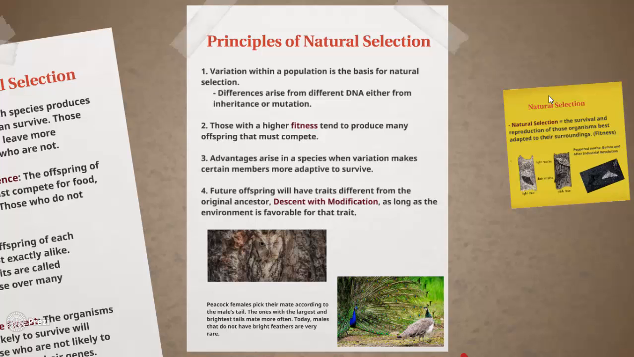There are 4 principles of natural selection. Variation within a population is the basis for natural selection. Those with a higher fitness tend to produce many offspring that must compete. Advantages arise in a species when variation makes certain members more adaptive to survive. And future offspring will have traits different from the original ancestor, descent with modification, as long as the environment is favorable for that trait.